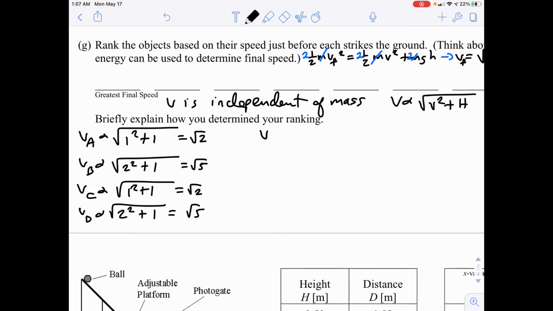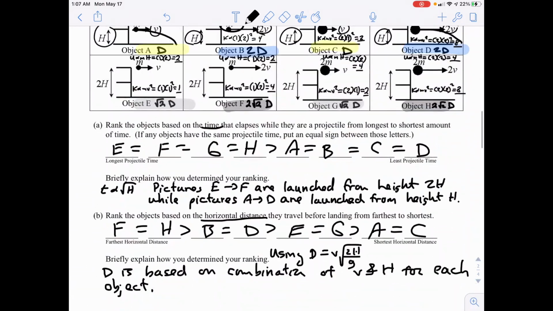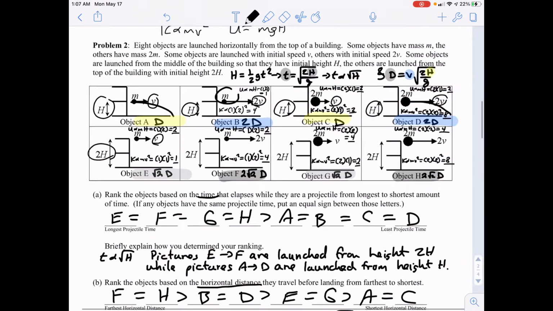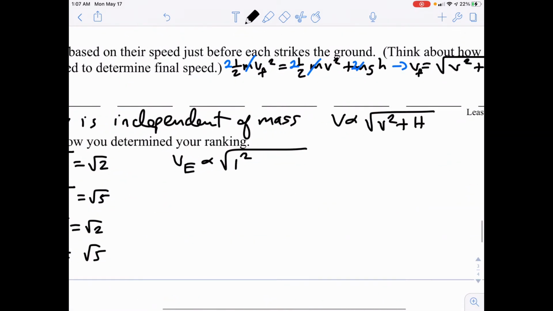Continuing on with this analysis, the velocity of E is proportional to, let's look at graph E. Picture E has 1 velocity unit, 2 height units. So 1 velocity unit plus 2 height units. 1 squared is 1 plus 2 is 3, square root of 3.